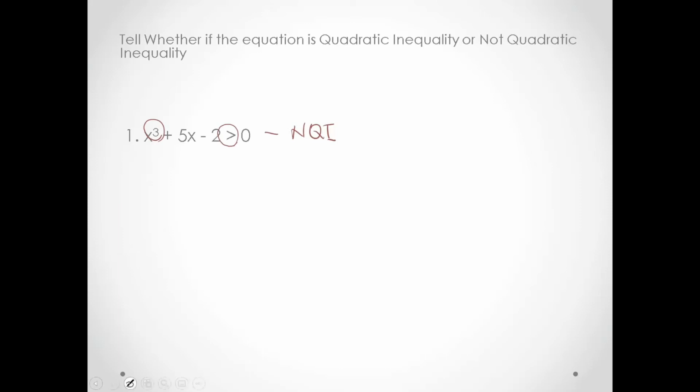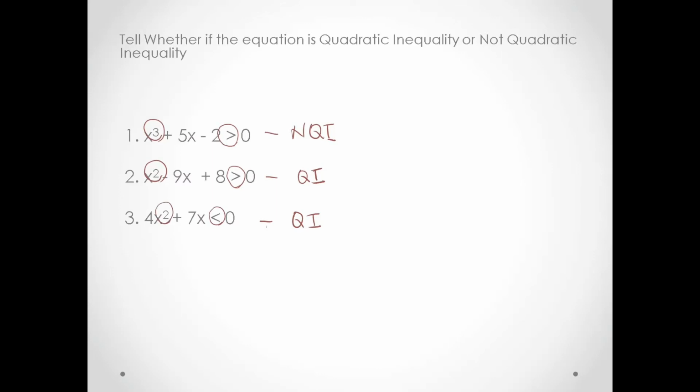So next natin, number 2, x squared minus 9x plus 8 is greater than 0. So this one is quadratic inequality because we use the inequality symbol and we have the degree of 2. Next naman natin is number 3. In number 3, we have 4x squared plus 7x is less than 0. This one is considered as quadratic inequality because we have the inequality symbol and also the degree of 2.